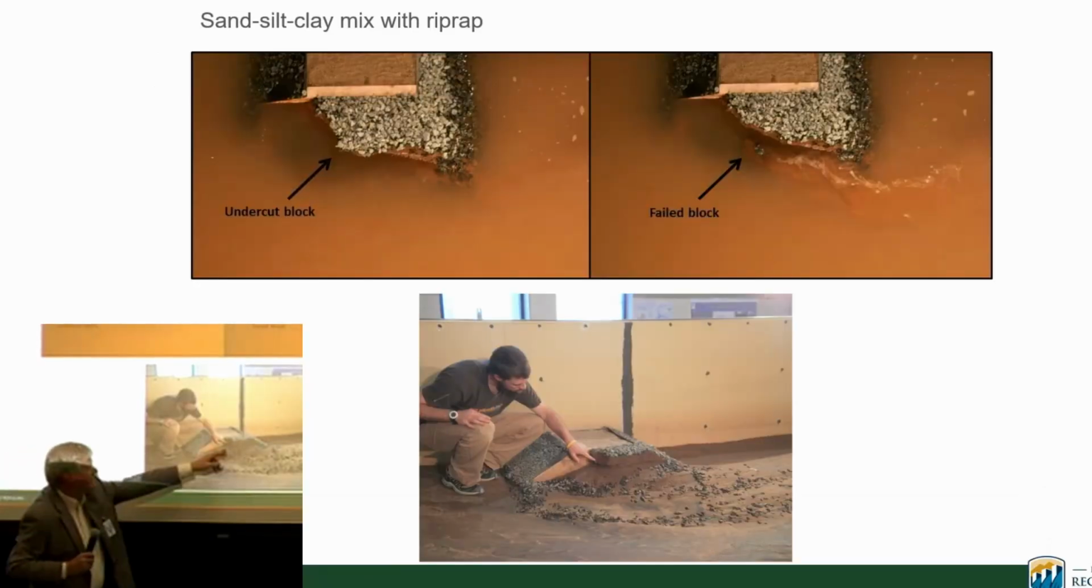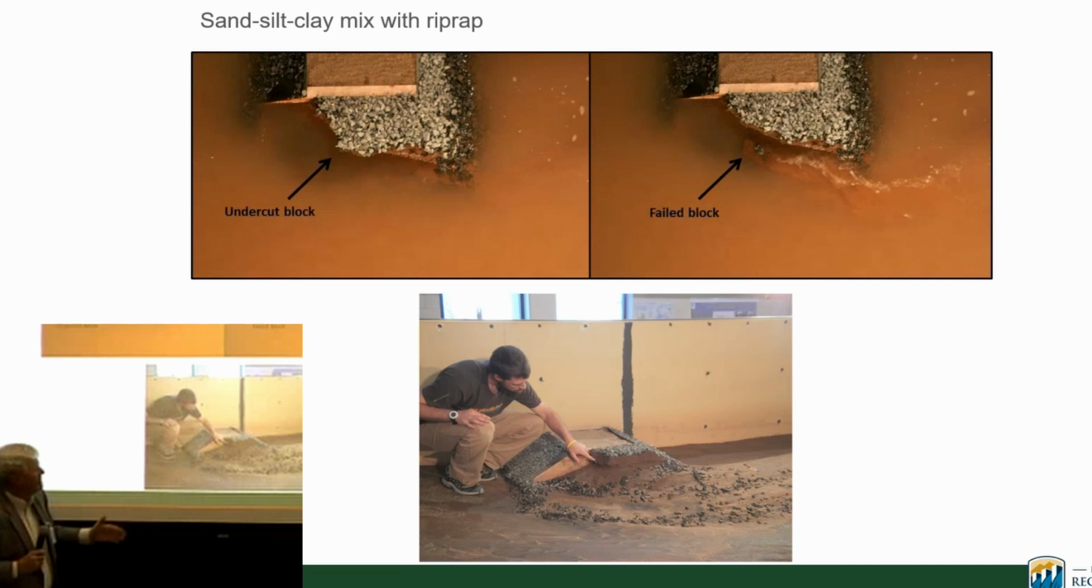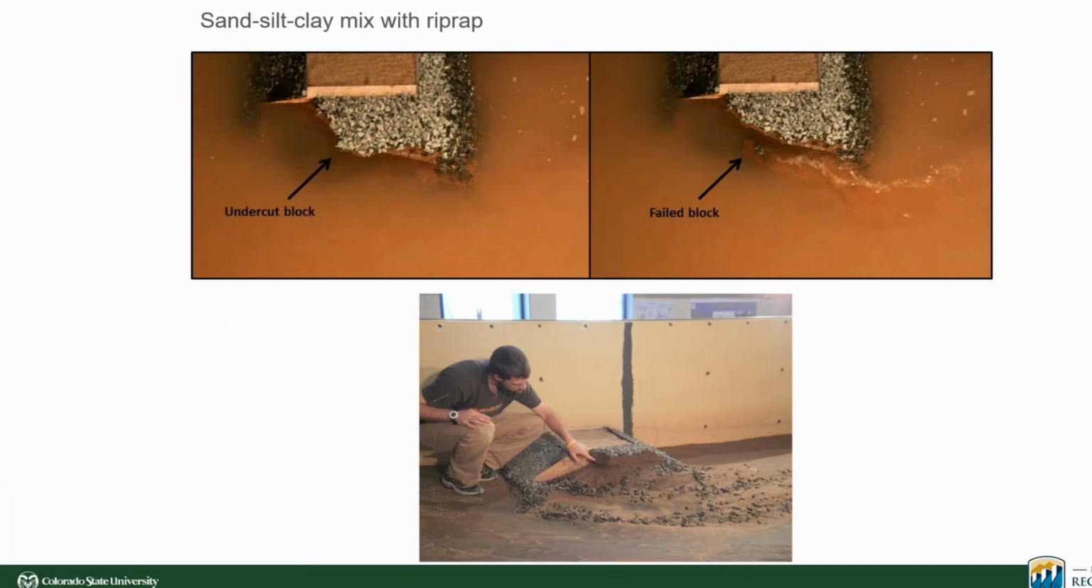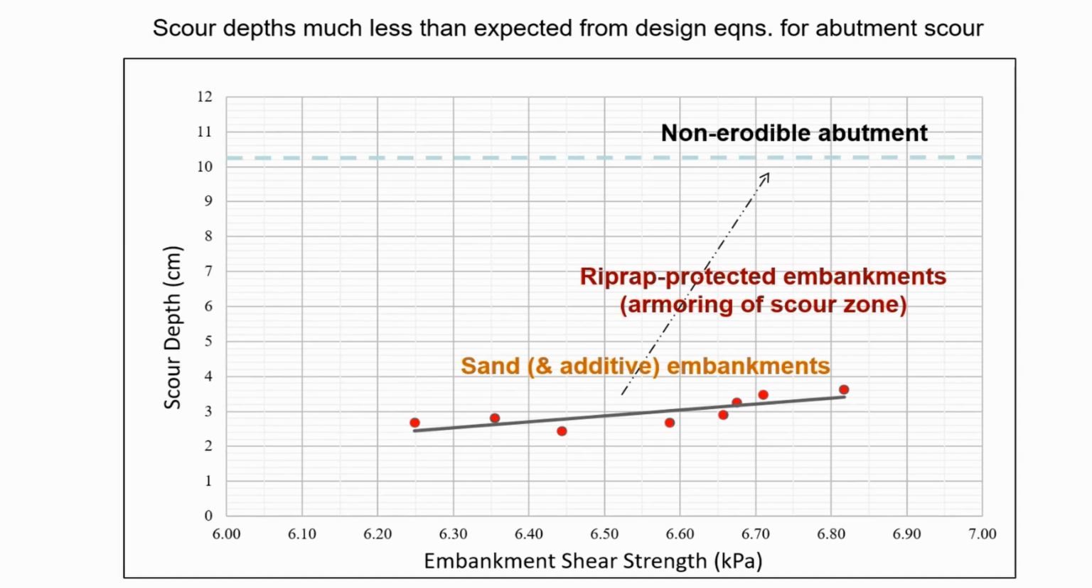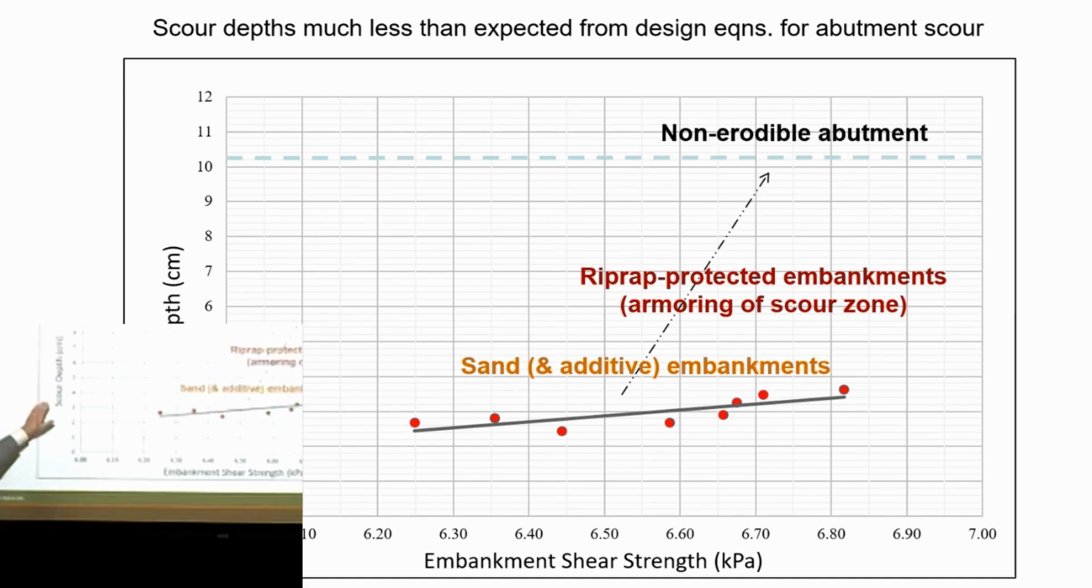Scale, abutment undercutting, this part of the abutment was rigid. These are preliminary experiments just to show that strength of soil affects the scour depth that you have. So you get undercutting of blocks and failed blocks and so forth, as the top two photographs show. You get more of block undercutting failure. You can use, as I pointed out, sand. It adds surface tension, adds cohesion, but even that wet sand failed through block failure rather than slope stability failure. And this is the effect of embankment shear strength, a plot of embankment shear strength versus scour depth. So if you had just sand embankments, you get this curve.